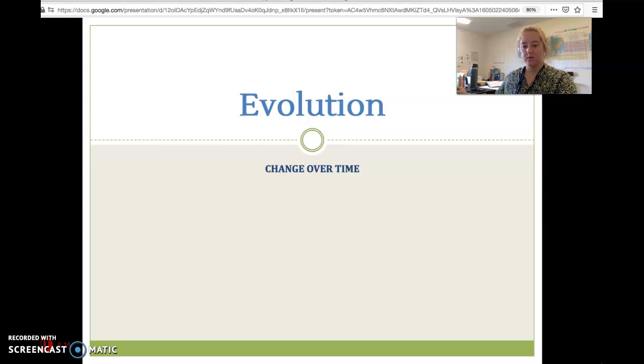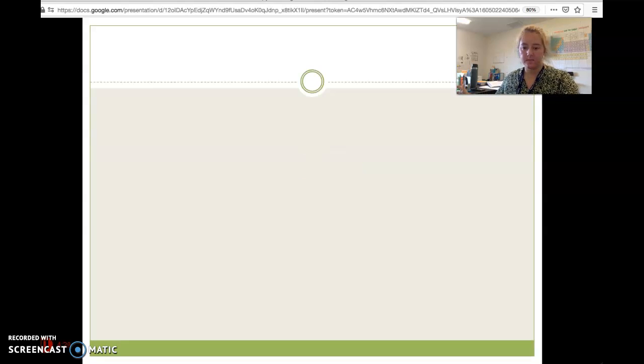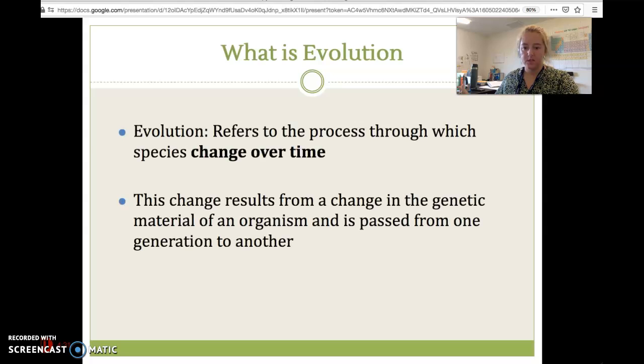It's a change over time. Evolution is very slow. So it's the change of species over time. We're going to kind of discover who first thought of this, who popularized the idea, and who found evidence to support this theory. What is evolution? Evolution refers to the process through which species change over time. This change results from genetic material of an organism, and it is passed down from one generation to another.